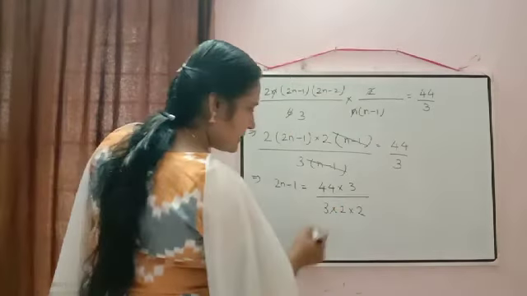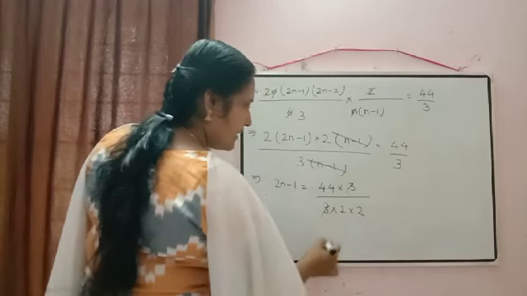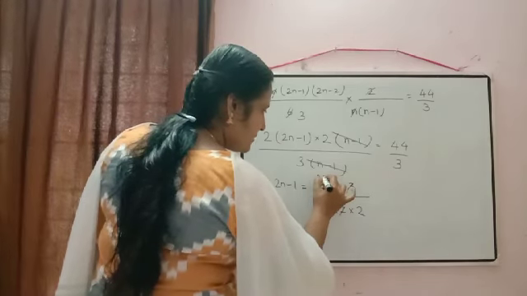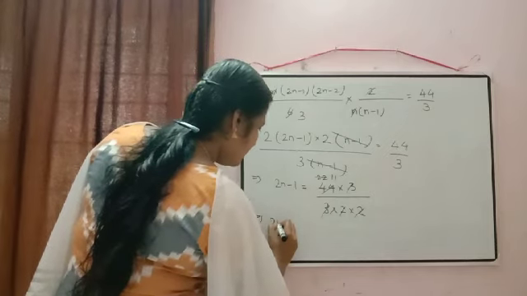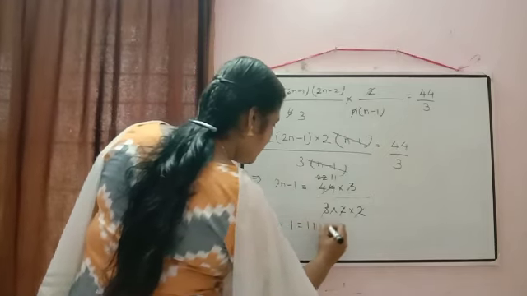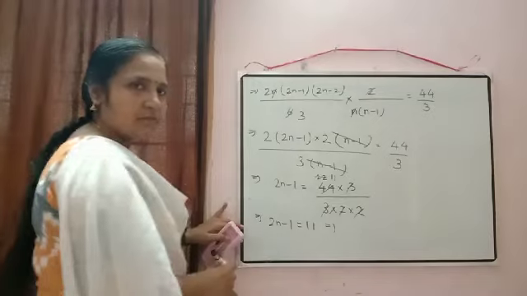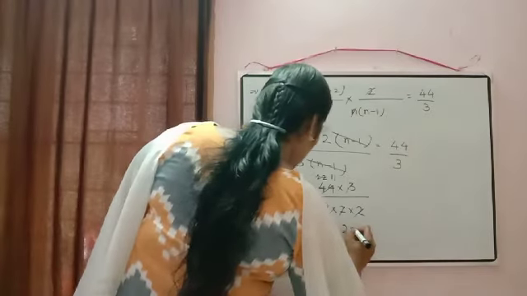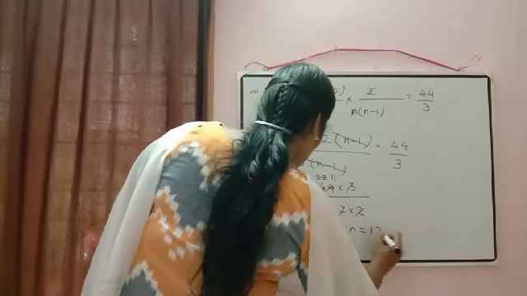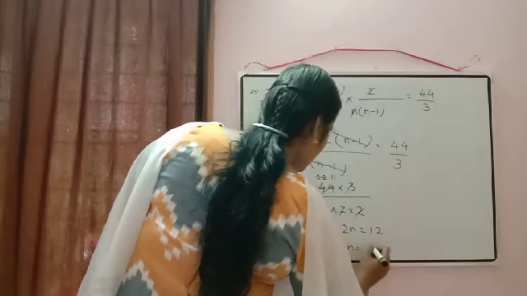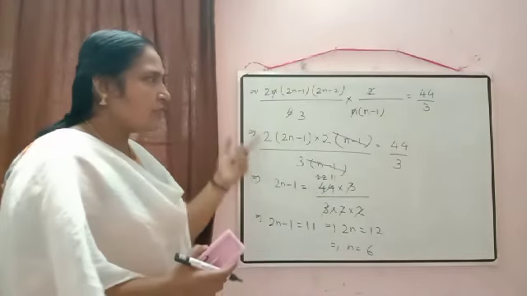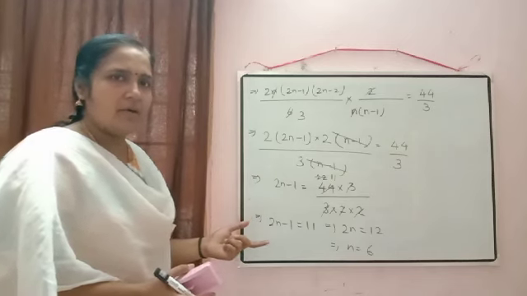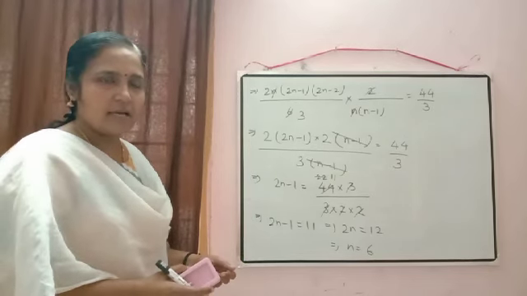So just to do the cancellation now, 3 will get cancelled. 2 2s are 4, 2 2s are 4 again, 11 will come. So we are getting 2n minus 1 is equal to 11. Now shift minus 1 to the right hand side, then we will get 2n is equal to 12, or n is equal to 6. So the value of n is 6. I hope this question is clear to you. Now we'll move to the next question.